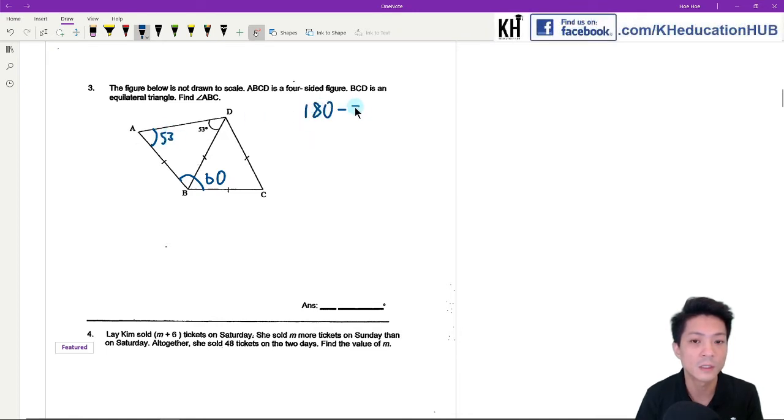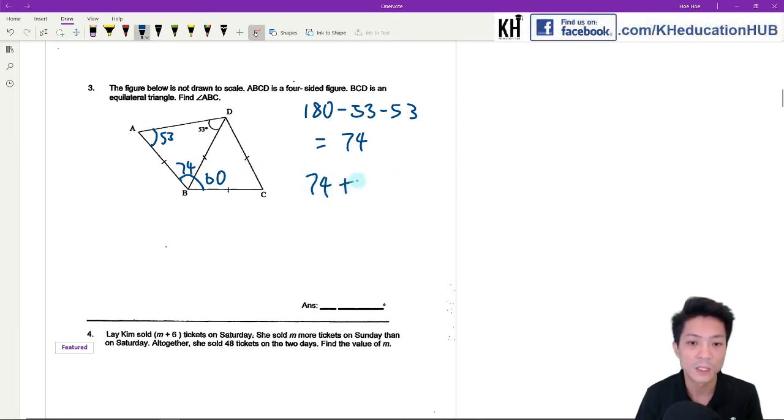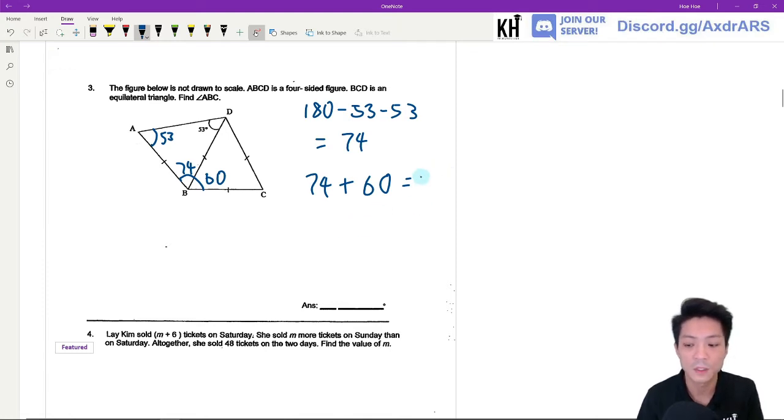Okay, 180 minus 53 minus 53 is gonna give me 74. So this is 74 over here. So to get the answer, I just need to use 74 plus 60. Okay, 134 degrees.